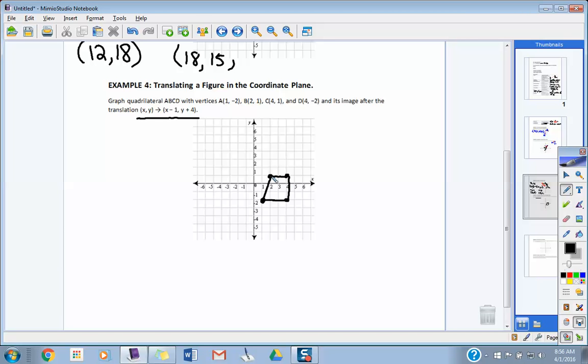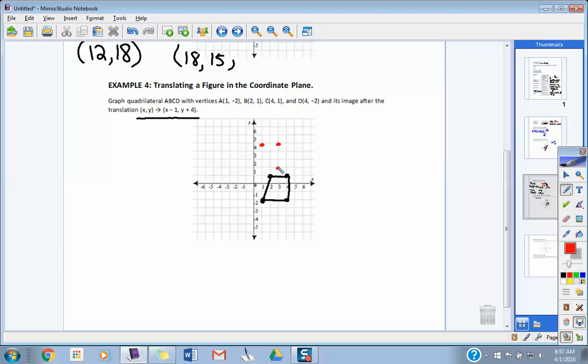Okay, guys, do I have the original figure drawn correctly? You guys agree with where I put the original? Okay, so what are you going to do with each vertex then, guys, to create the image of it? So every image is going to move left 1 and up how much? 4. So I'm here. Left 1, up 1, 2, 3, 4.